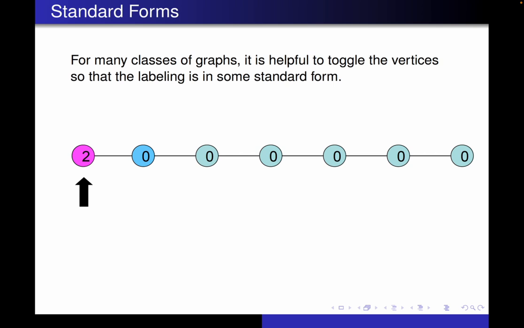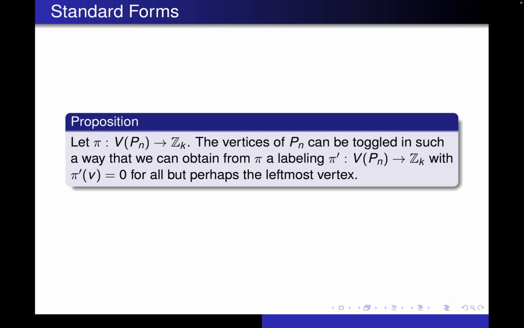And as you could probably see by a very simple induction proof, any labeling you have of the path graph can be toggled so that it ends up in this form. So our first proposition, or lemma, depending on how you want to look at it: if you have any labeling pi from the vertices of the path graph to Z_k, then you can toggle those vertices in such a way that you obtain the labeling, I'll call it pi prime, where pi prime is equal to 0 for every vertex except maybe the leftmost vertex, right?